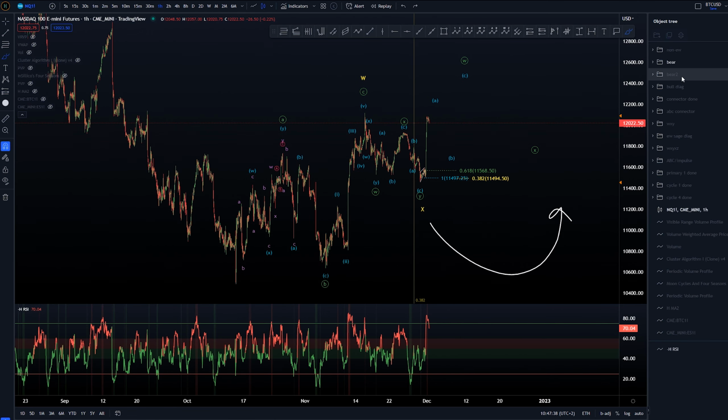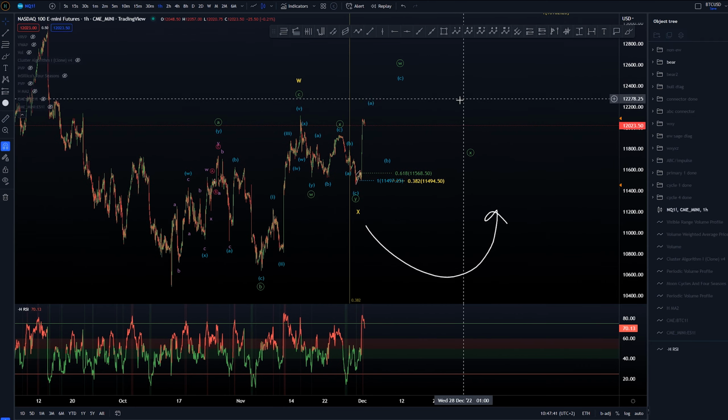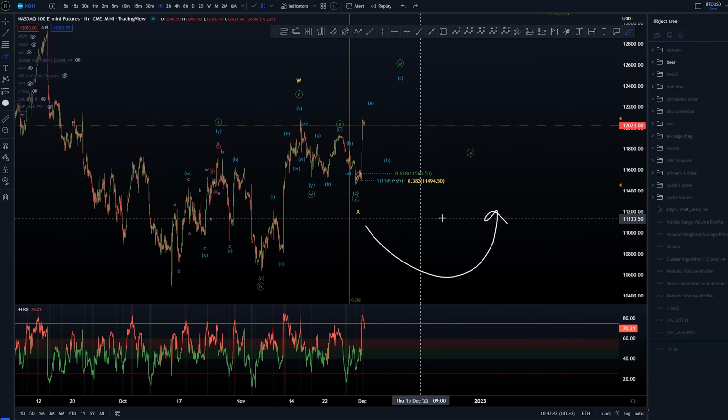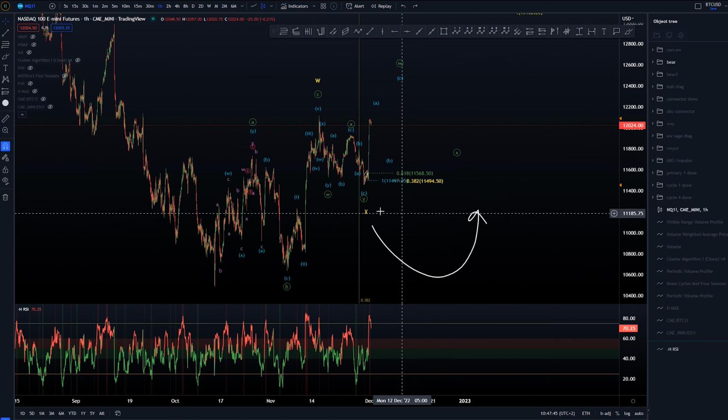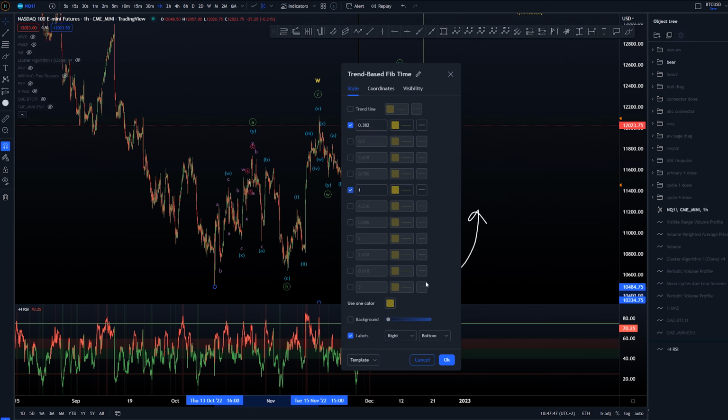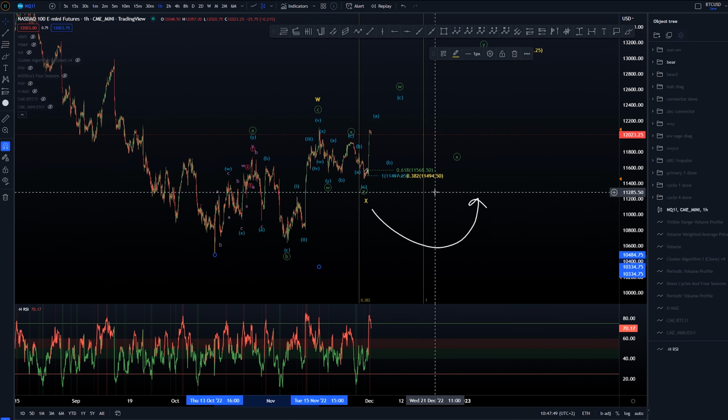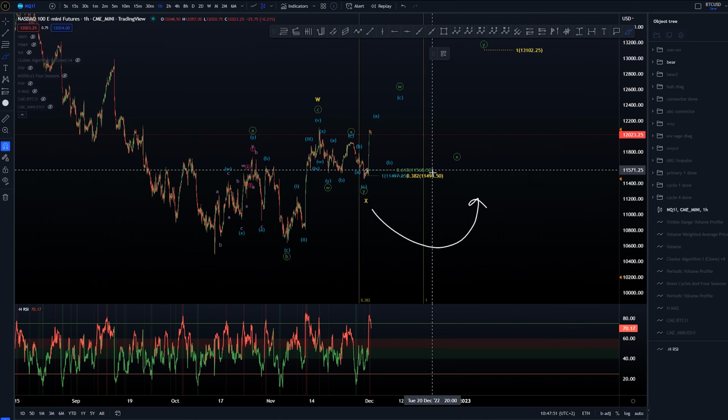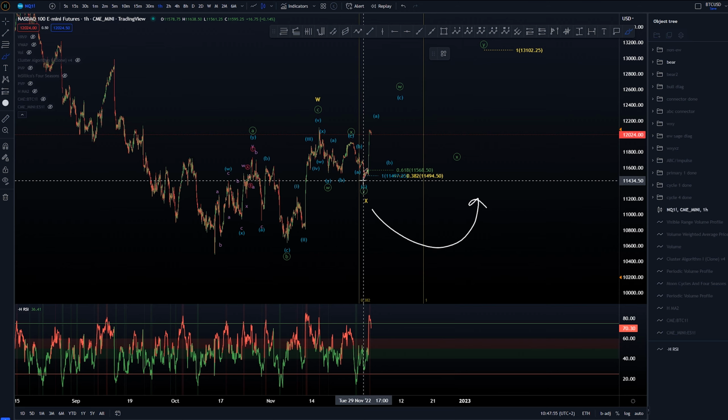Again, both of these are possible, where either the X is complete here or later on. It would definitely have more comparable size if it had taken a bit longer. But again, this is still valid to me.